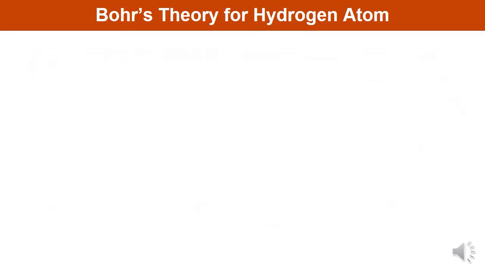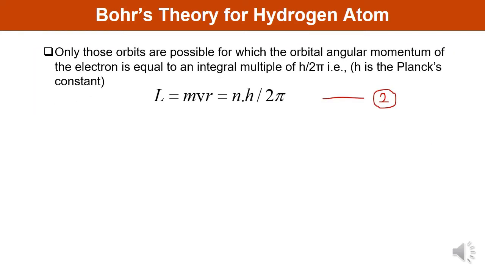Moving ahead, the third assumption is that only those orbits are possible for which the orbital angular momentum of the electron is equal to an integral multiple of h upon 2 pi. Here h is the Planck's constant. You have already studied that h is Planck's constant. So it can be equated as mvr is equal to n into h upon 2 pi.